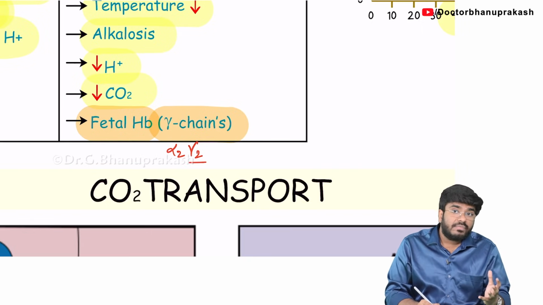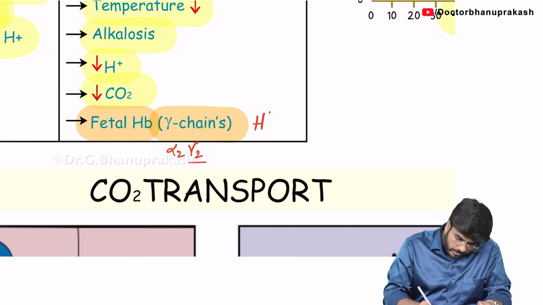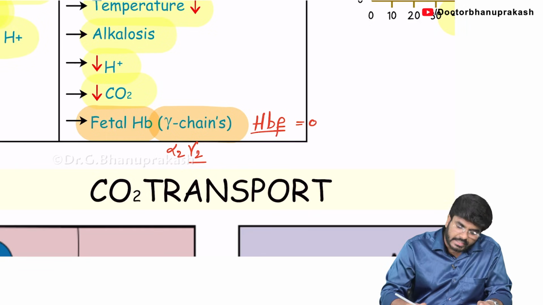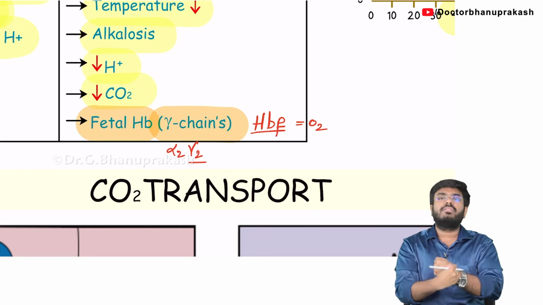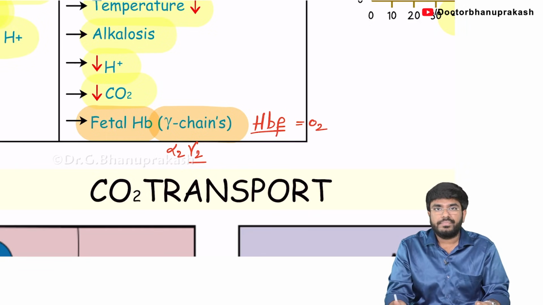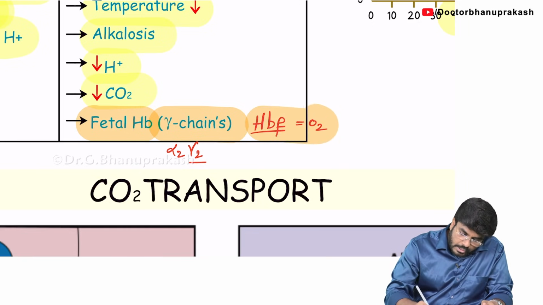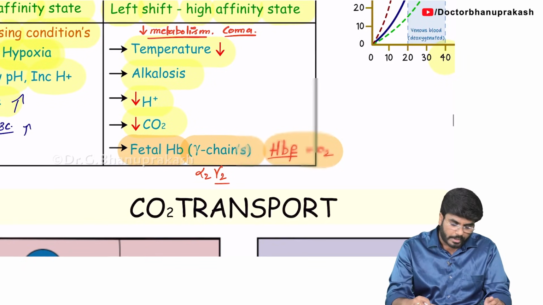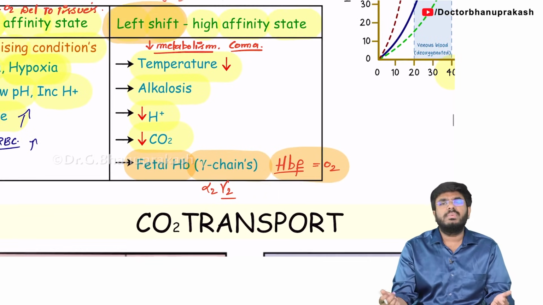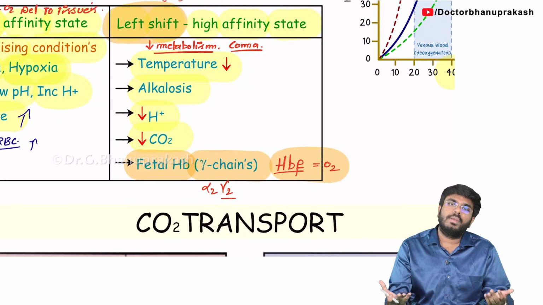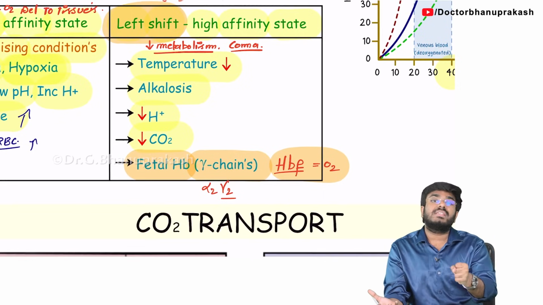Fetal hemoglobin, HbF, has very high affinity. It will tightly bind with oxygen and will never leave the oxygen easily. So fetal hemoglobin also shows a left shift. What is the meaning of left shift? Left shift means a high affinity state. So fetal hemoglobin has very high affinity for oxygen binding.